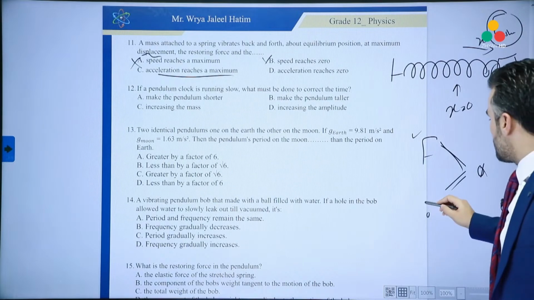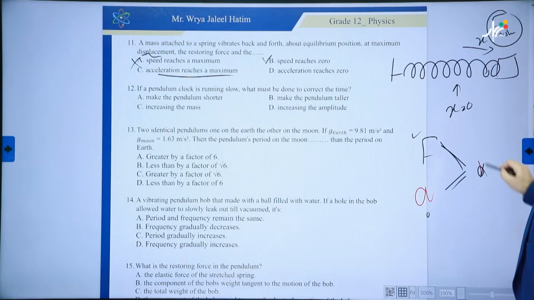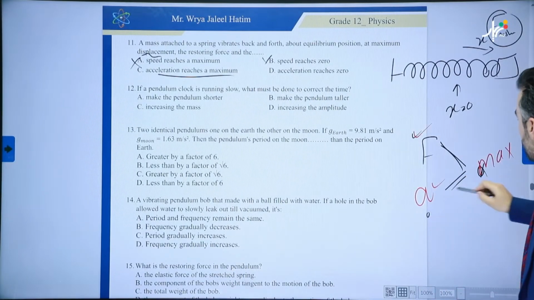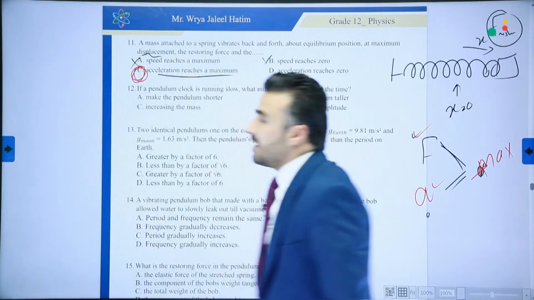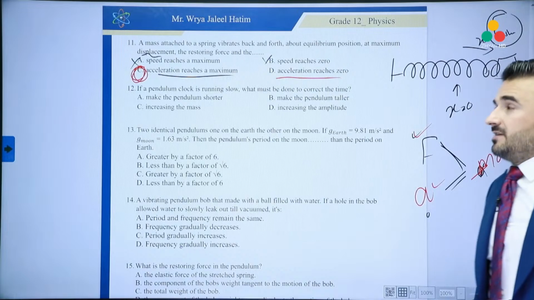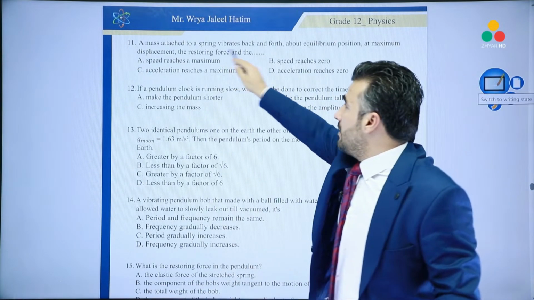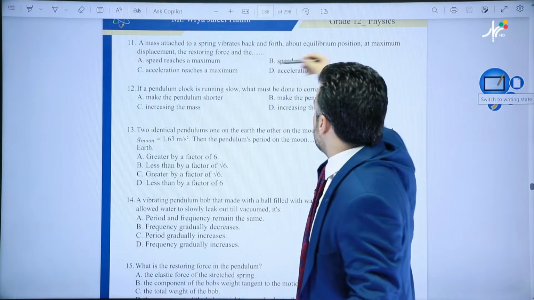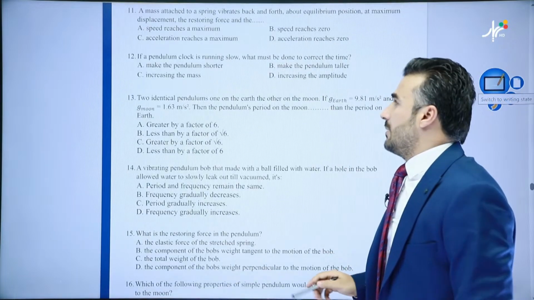Okay. So the question says both the restoring force and the acceleration are maximum. Is this correct? So the force is maximum, the acceleration is maximum. So we can say option C is the correct one. What about D? It says the acceleration reaches 0. That is incorrect. This one is a bit tricky because it has to be both, whatever the restoring force and the acceleration, both have to be either maximum or 0. There is only one option that is correct, and that was option C.